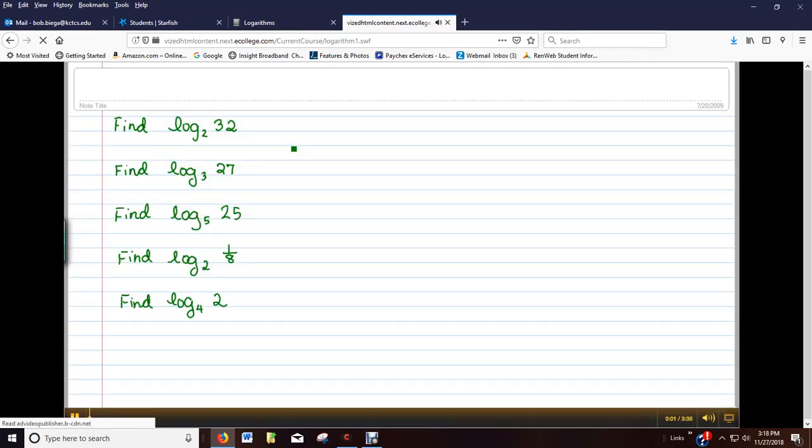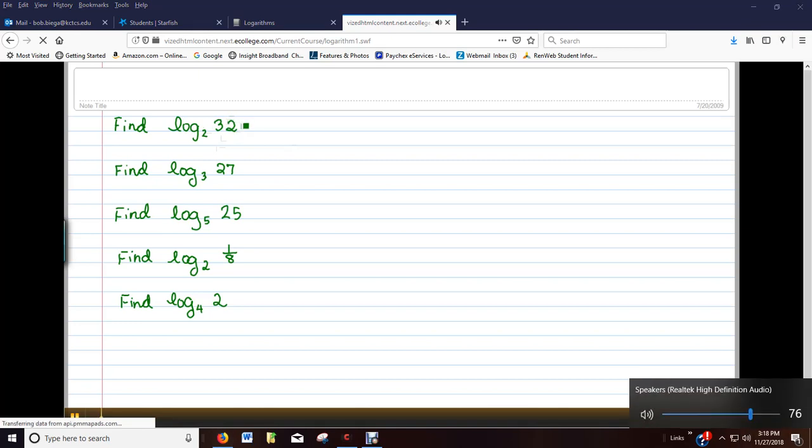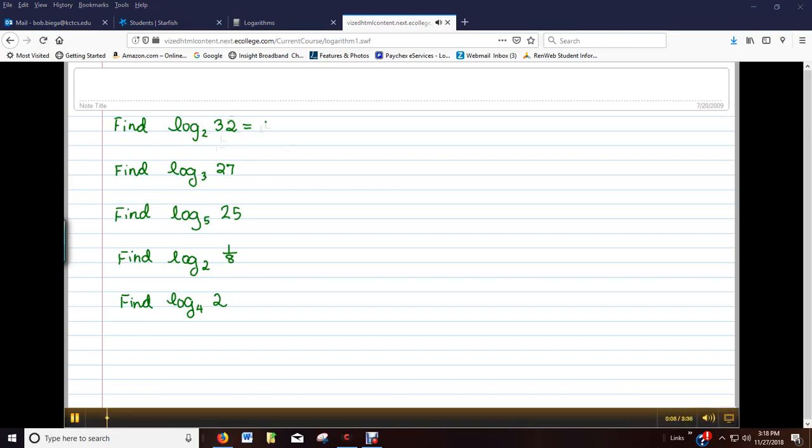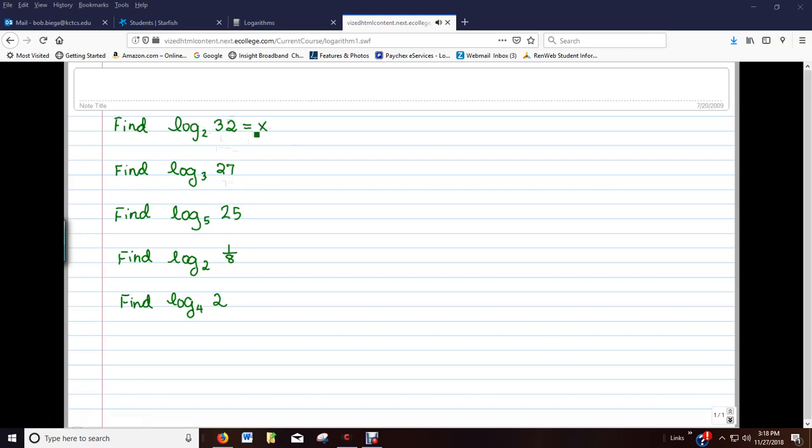Let's do our first logarithm. We want to find log base 2 of 32. To help us, let's put an equal sign here and put an x over here. We really need to know what x is. We need to know the answer to this logarithm.